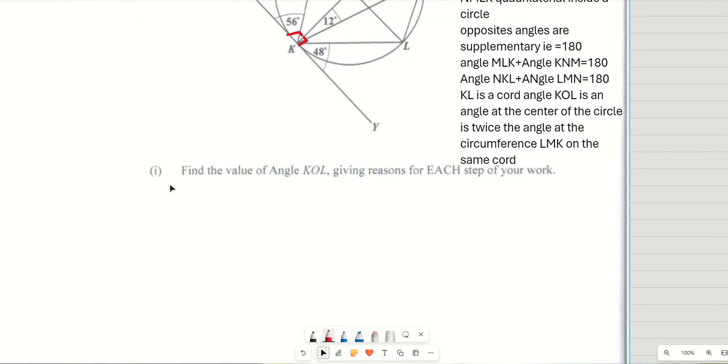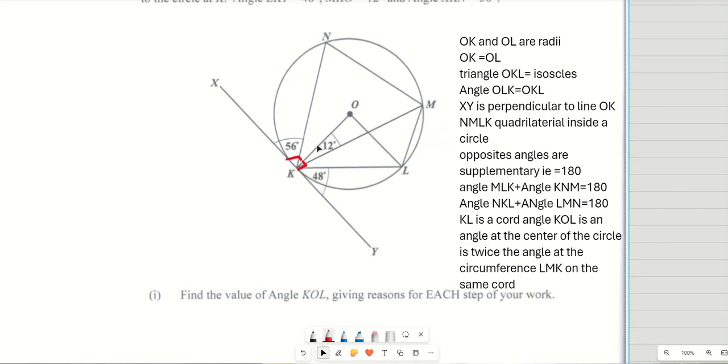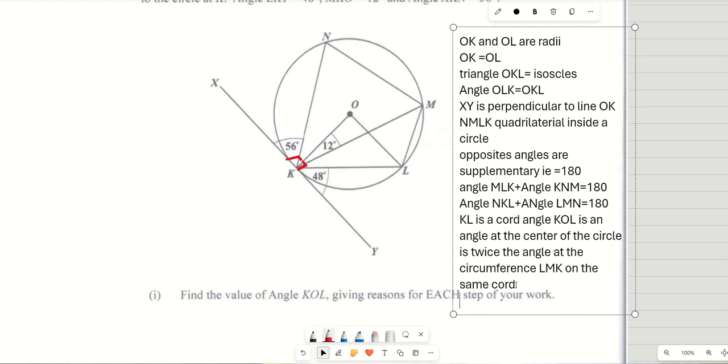Alright, okay, so the first question says find the value of KOL giving reasons for each step of your work. So they want KOL, that is this angle here. A next thing that we should know, I didn't write this down, but the sum of the angles in a triangle is equal to 180 degrees. Okay?